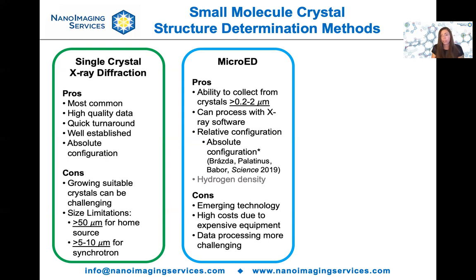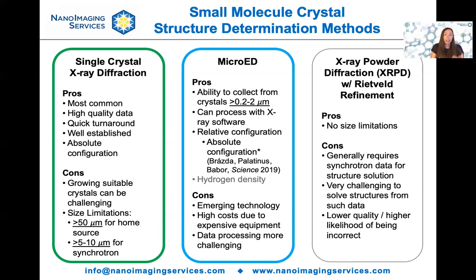So at Nanoimaging Services, we're using a Glacios microscope equipped with a Zeta D camera. That microscope's about $1 million, and the camera's another $500,000. So that very expensive instrument leads to higher costs relative to benchtop diffractometers. And then the data processing poses some unique challenges that most small molecule crystallographers are not used to, such as combining data from multiple crystals and dealing with radiation damage.